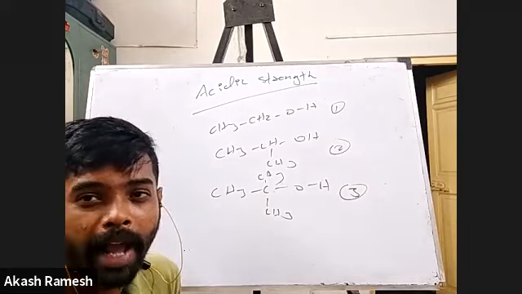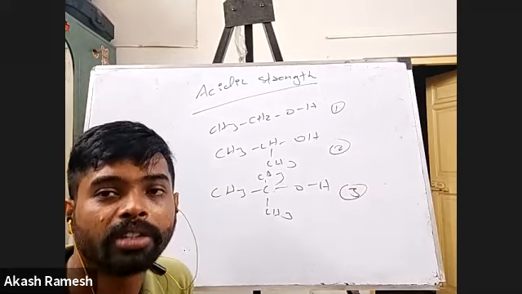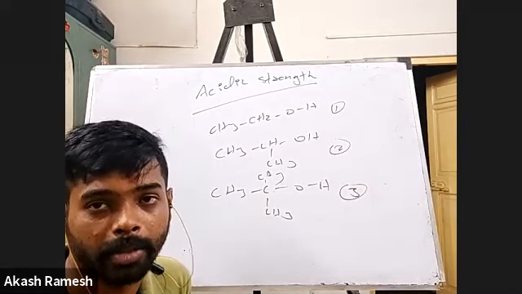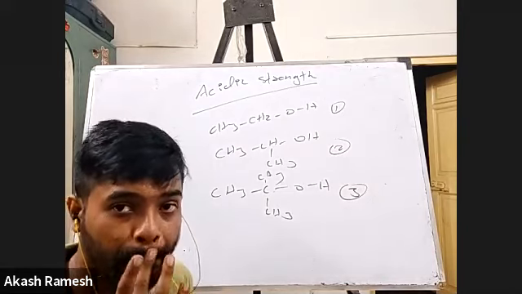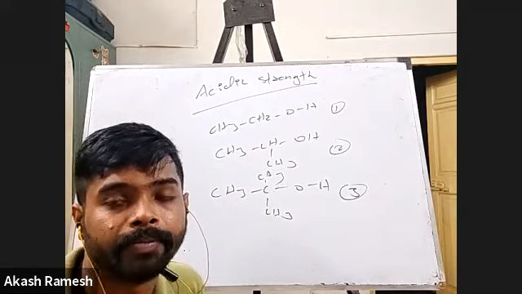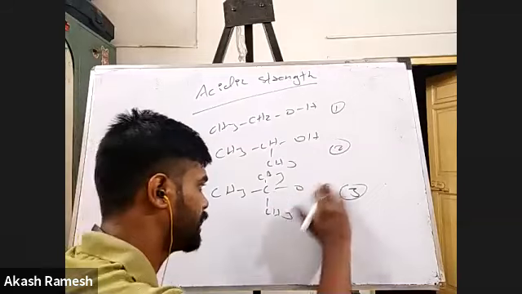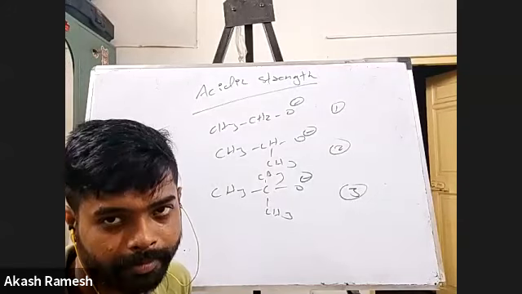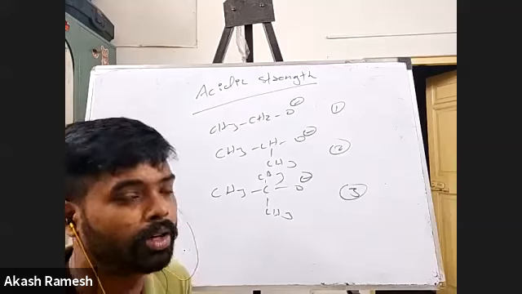Again, the moment you see the word acidic strength, the first thing you will do is remove the H plus and make the conjugate base, and then you check for stability. Go for it. Sir, is it 3, 2, 1? In the sense, 3 is greatest or 3 is least? Okay, we'll see which is correct. So I have O minus, O minus, O minus.